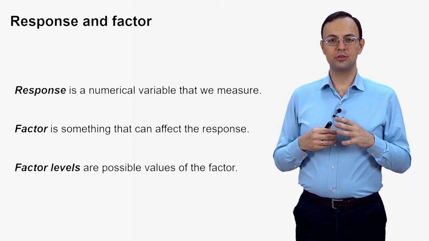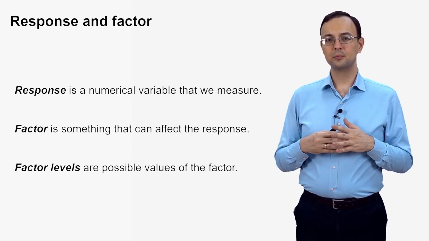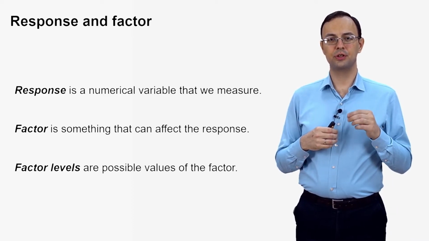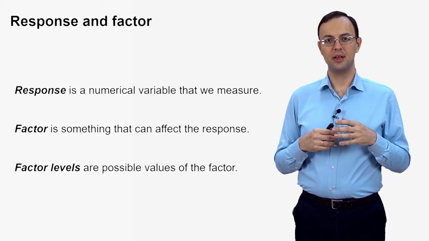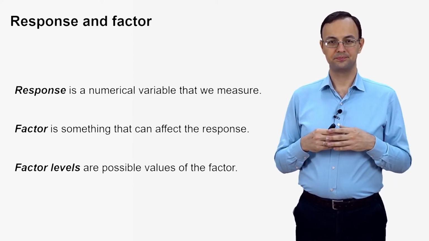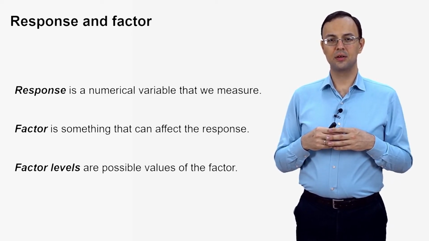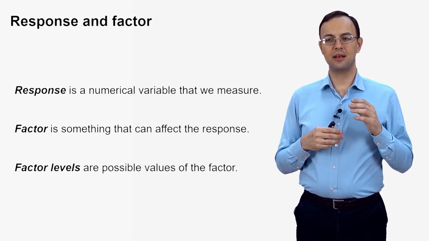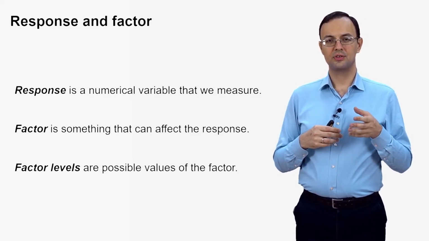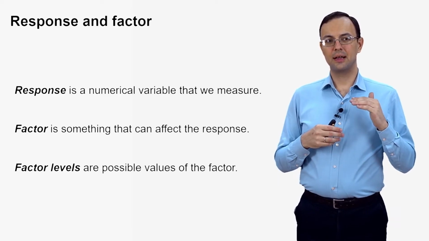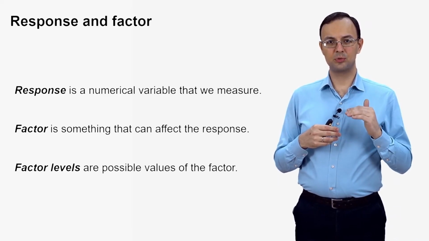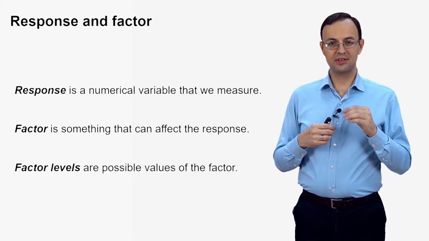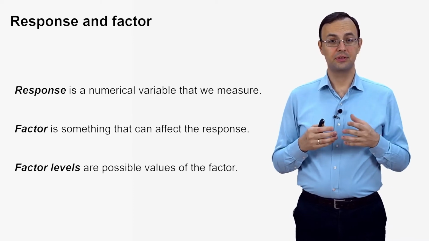Here, the special terminology is used. We say that this variable feature, numerical feature we are measuring, is called a response. And a factor is something that can affect the response. So we can say that our samples, several samples we have, they differ in factor. And factor levels are possible values of the factor.